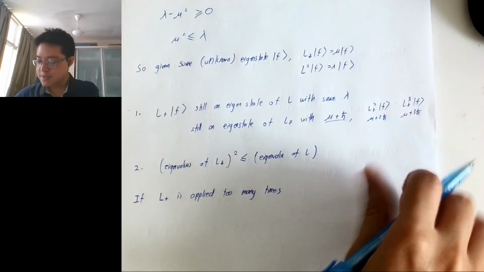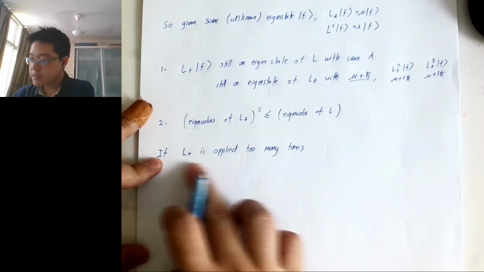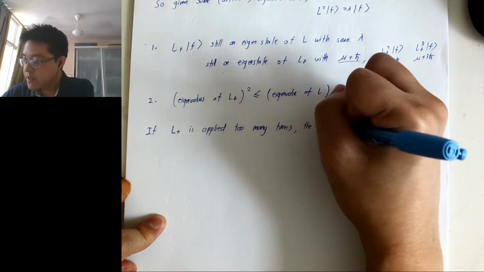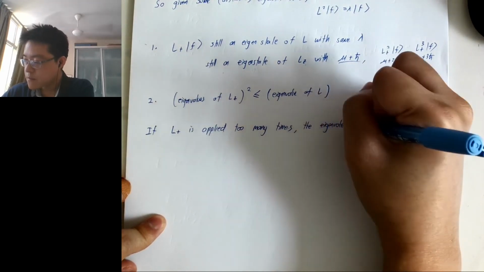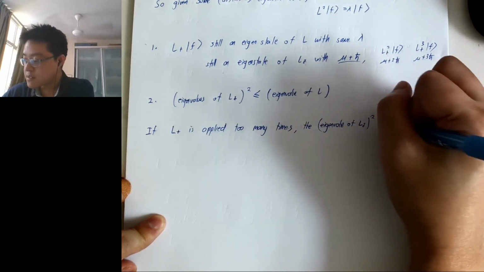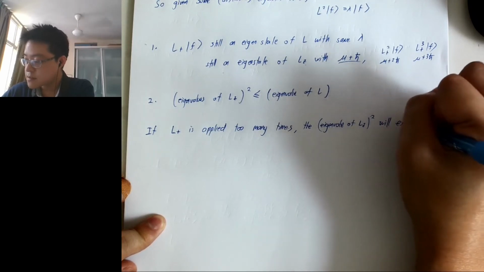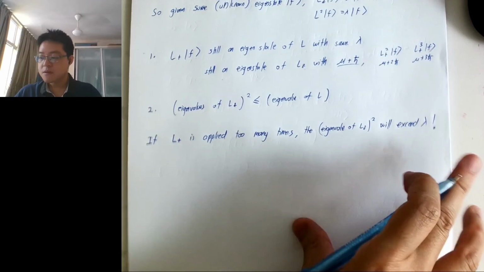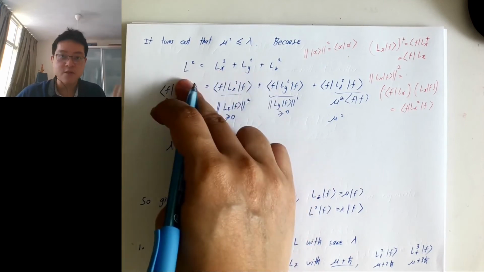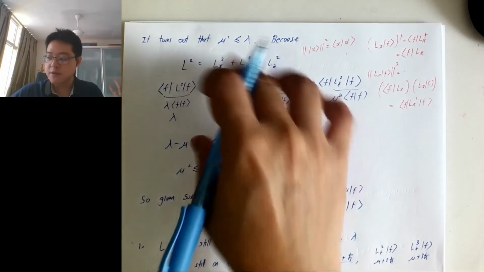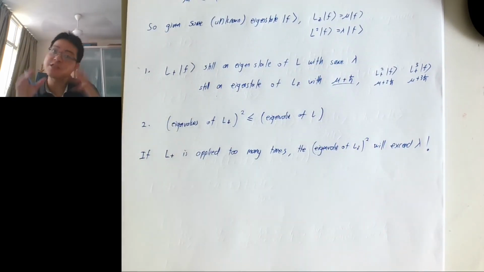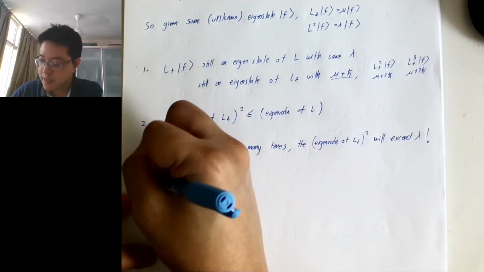Just now what we were saying: this is the problem. If Lx is applied too many times, then the eigenvalue of Lz squared will exceed lambda. Is it possible to violate this equation? This equation is actually nothing much; we are just using the basic concept of L squared and the basic concept of norm. Nothing special is going on here. Then how can I come to a situation where it exceeds? It actually doesn't.